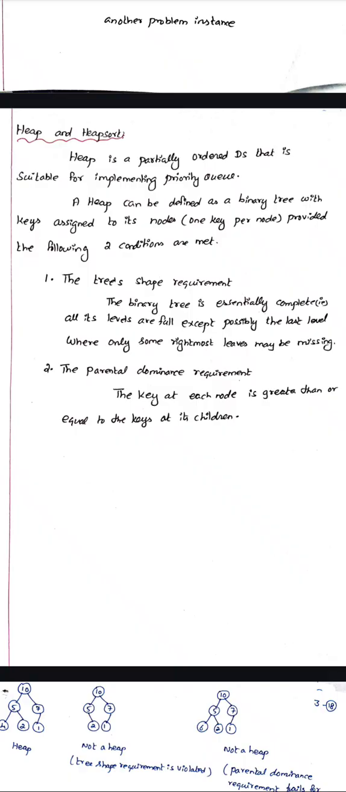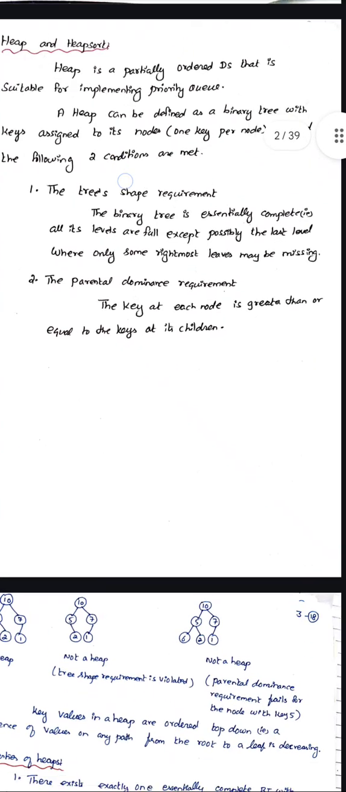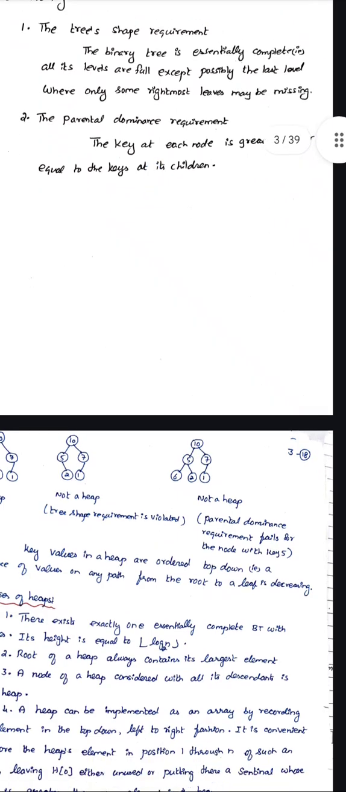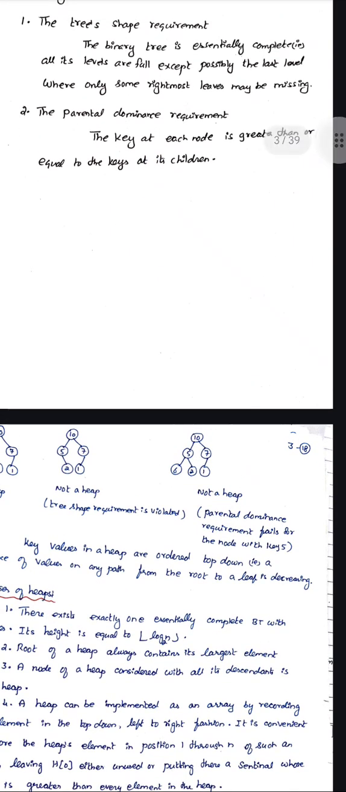The tree shape requirement: the binary tree is essentially complete. All its levels are full except possibly the last level, where only some rightmost leaves may be missing. Then the parental dominance requirement: the key at each node is greater than or equal to the keys at its children.